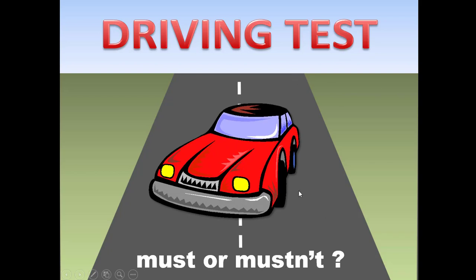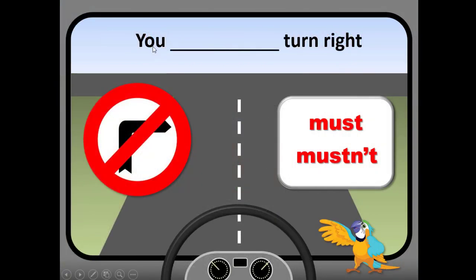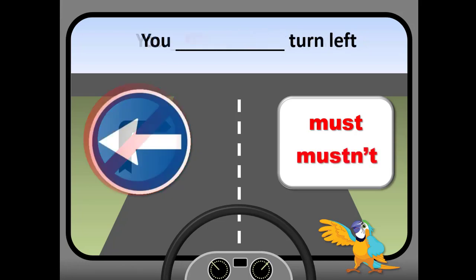Must or mustn't. Okay, let's do this together. Question 1. You turn right. What do you think? You must or you mustn't? You mustn't. Great job. Question 2. Look at the sign and then answer the question. You turn left. Must or mustn't? Of course, must.